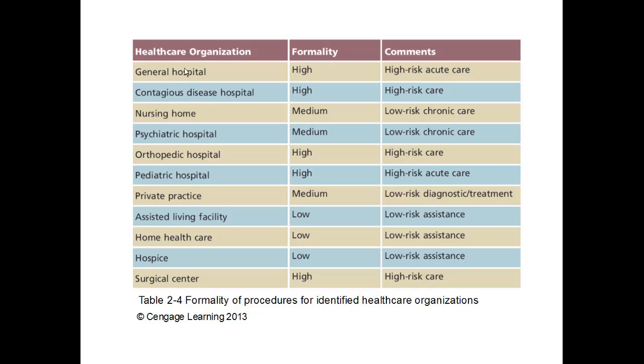For example, a general hospital should have a high level of formality because you're talking about a higher risk acute care center. That compared to a hospice organization would be a very low formality because there's a low risk in assistance. You're really focusing on making the patient comfortable before they pass away. So again, the kind of organization and the scope of their work will determine the kind of formality that is needed for proper care.